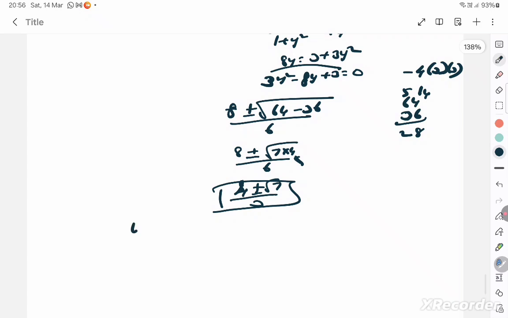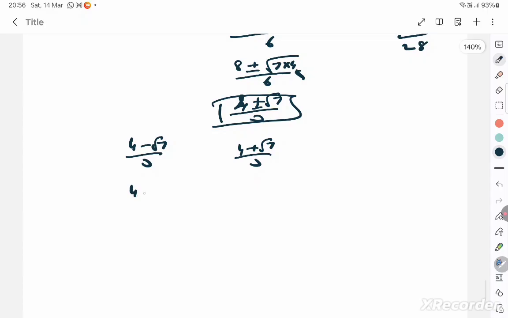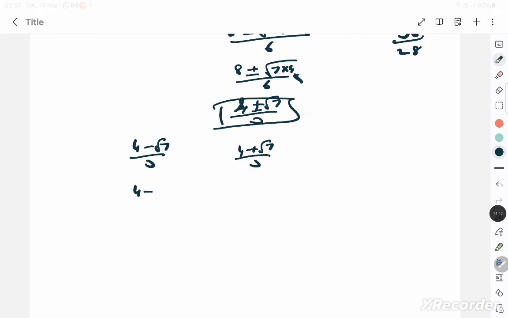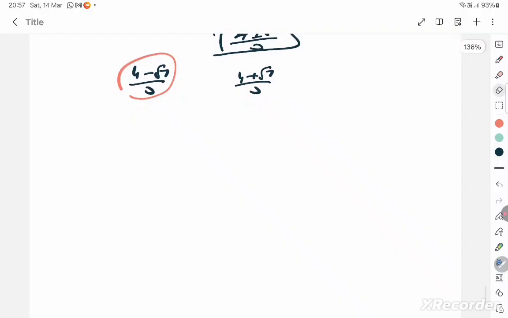Let's see. There are two answers, 4 minus root 7 by 3 and 4 plus root 7 by 3, and whatever the root 7's value you can substitute. So just leave it like that. You don't have to do anything. Just leave it like that because you already got the answer. So one of the answers available here, 4 minus root 7 by 3, and that's the right answer. Let's go to the next question.